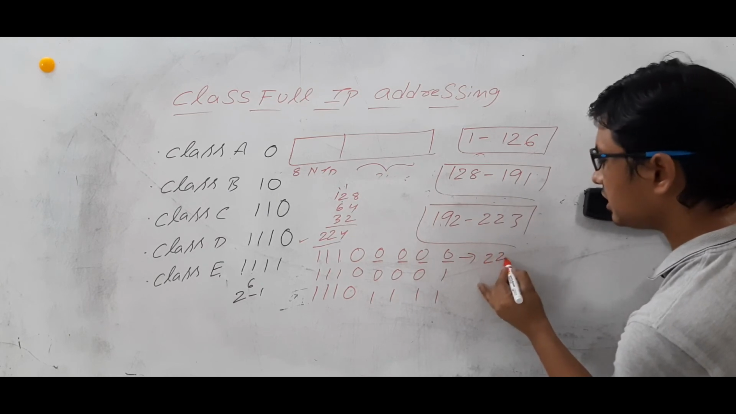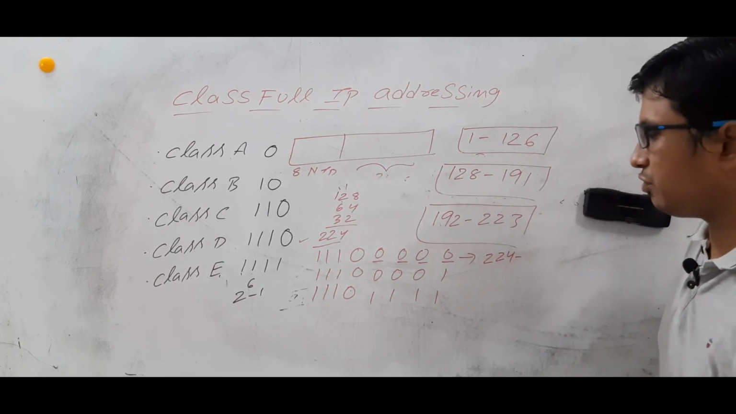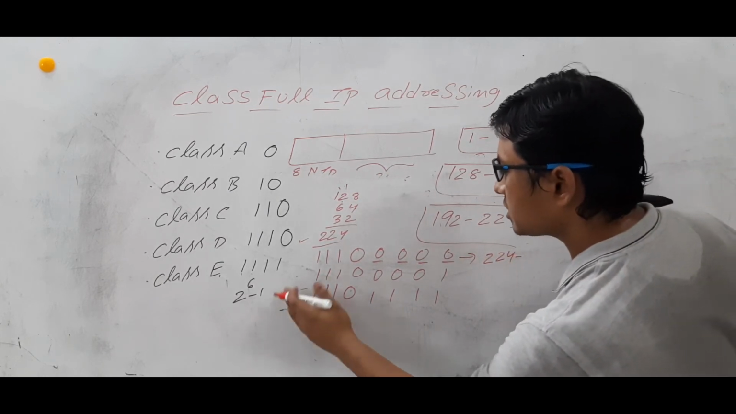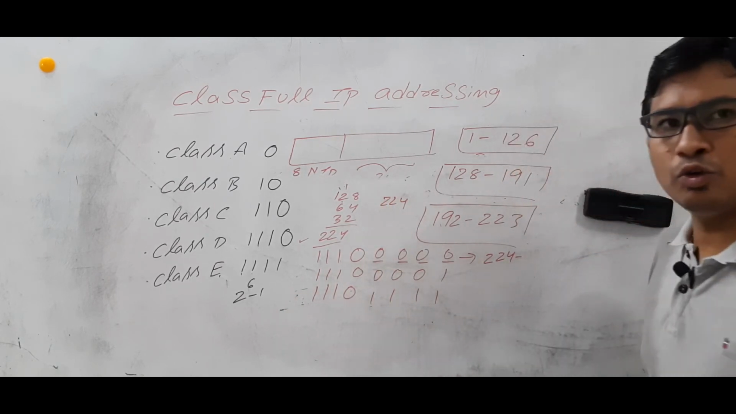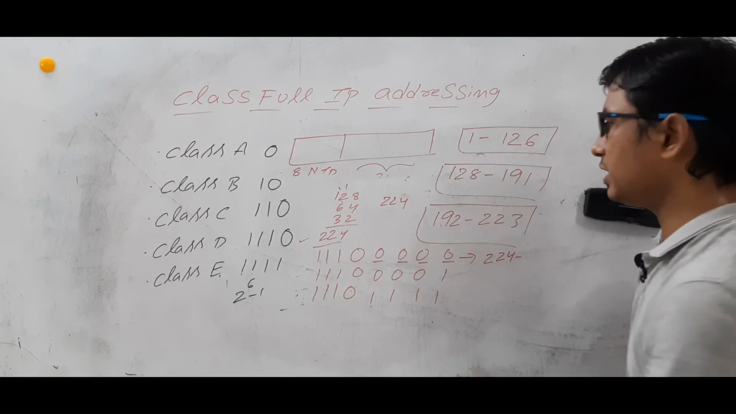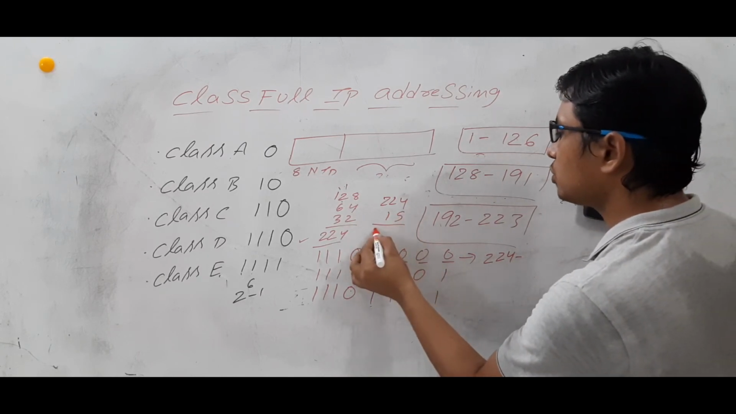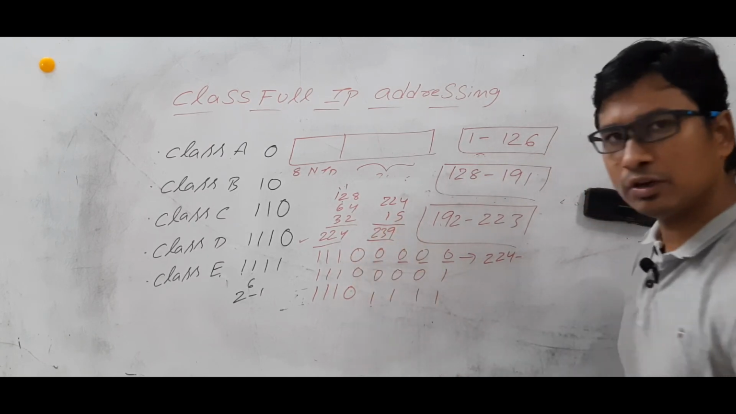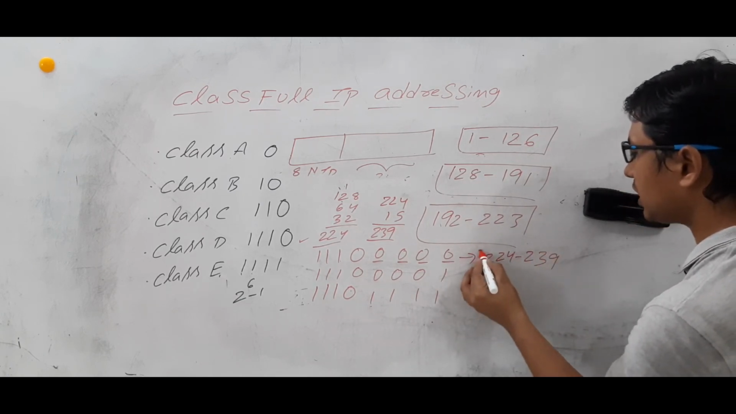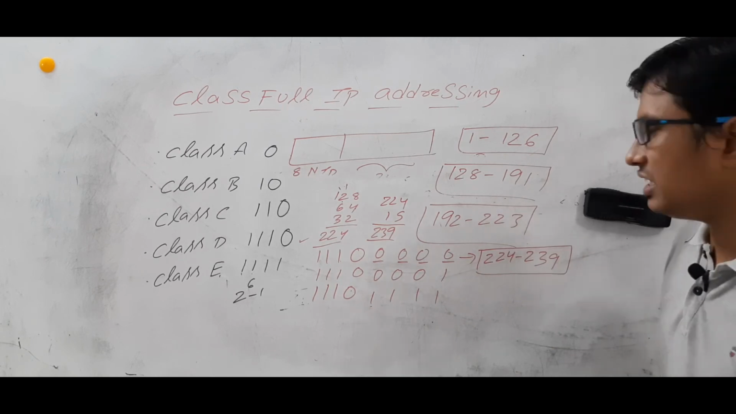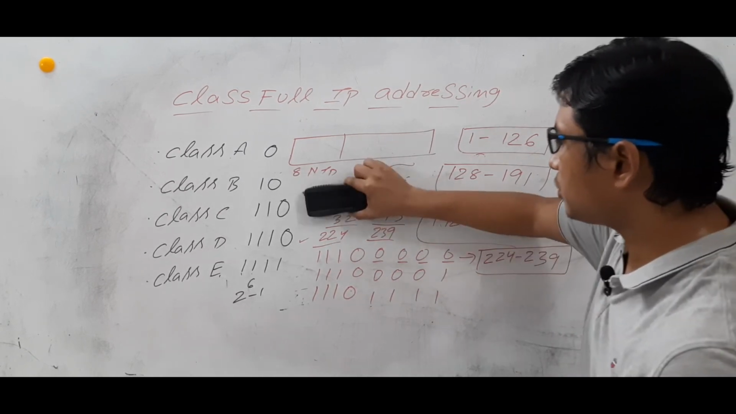So class D range will start from 224 to, and this is how much? 224 plus 2 power 4 minus 1, which is 15. So 239. Are you able to follow it or not? 224 to 239 will come to the class D. Now come to the class E.